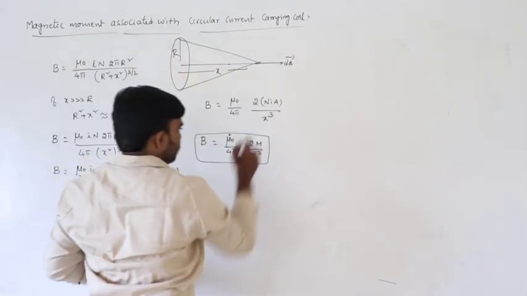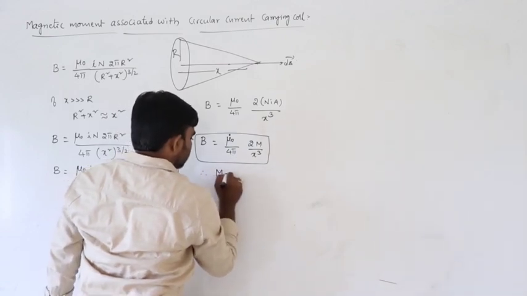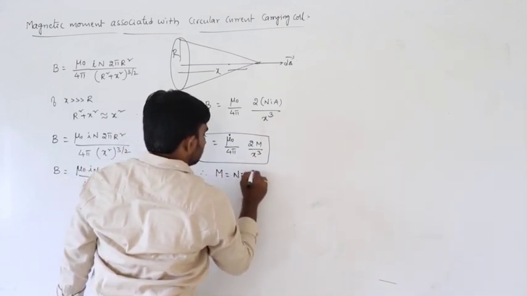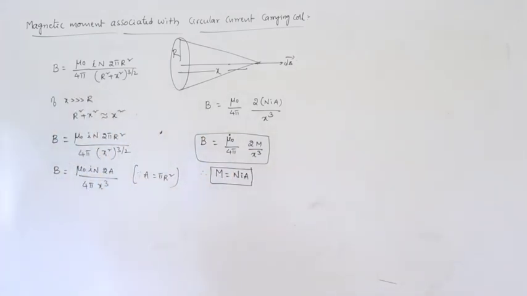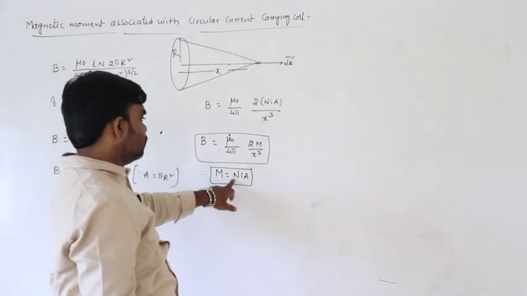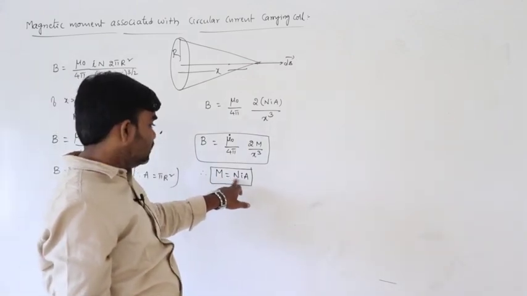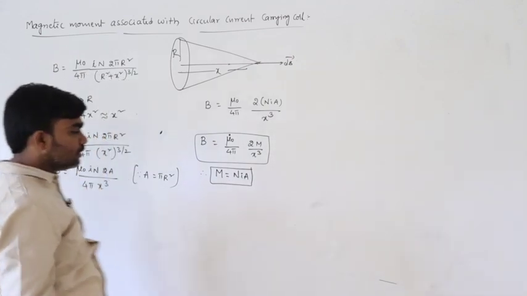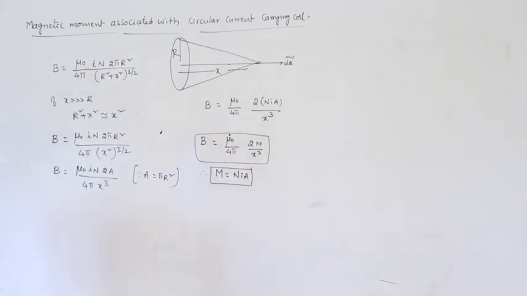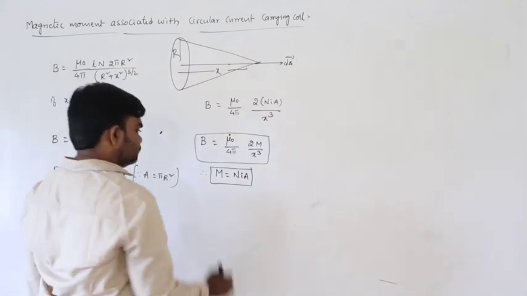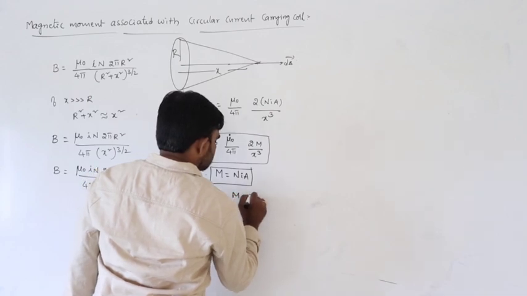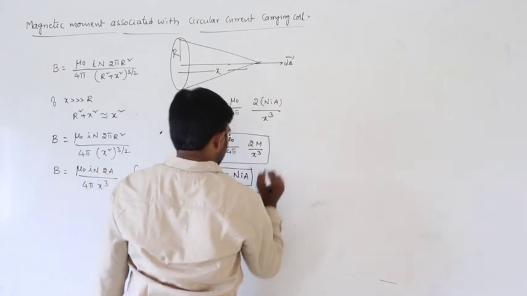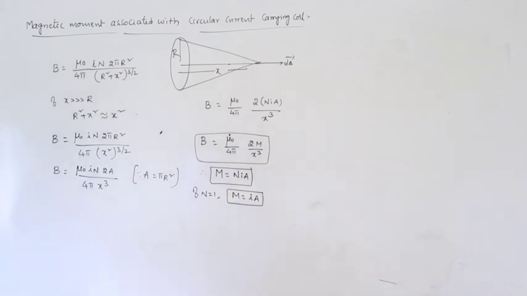So from this, if we compare these two, magnetic moment can be written as N I A. The magnetic moment associated with the circular coil is M equal to N I A. If the number of turns is equal to 1, then M can be written as IA. So that is the magnetic moment.